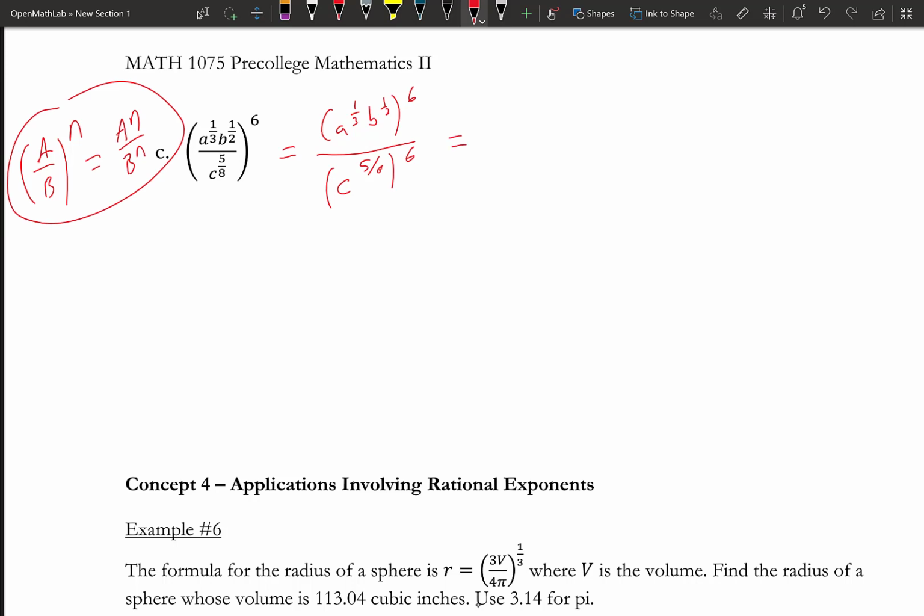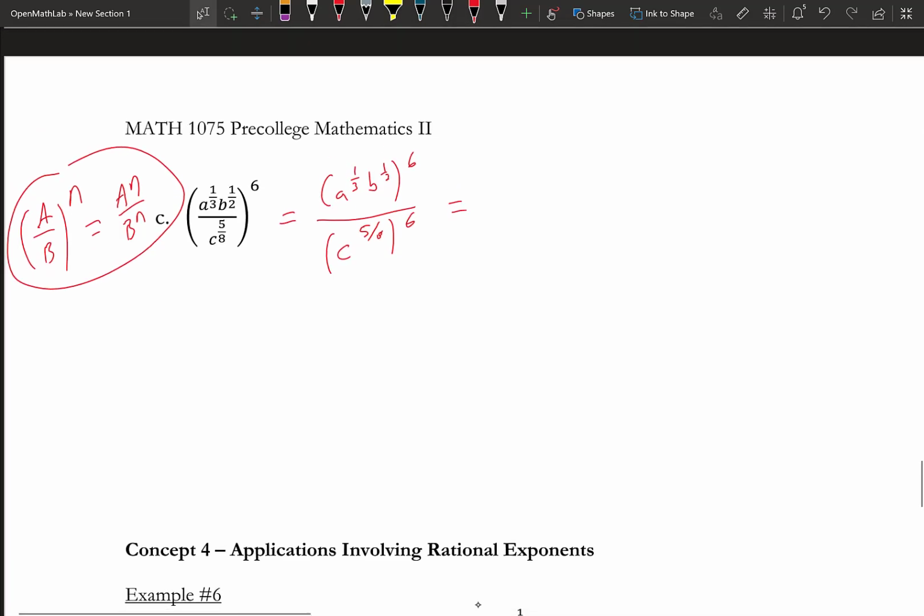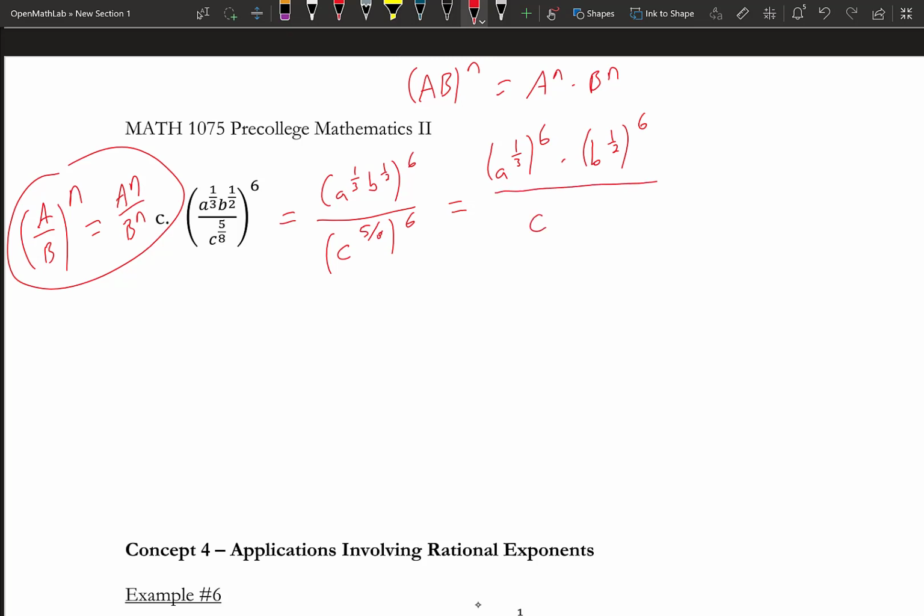Now I have two factors raised to the 6th power. That's like this rule: if I have a times b raised to the n, that's equal to a to the n times b to the n. I have to take each factor raised to the exponent. So this would be a to the 1/3 power raised to the 6th power, times b to the 1/2 raised to the 6th power, all over c to the 5/8 raised to the 6th power. We multiply, so this would be a to the 1/3 times 6, b to the 1/2 times 6, and c to the 5/8 times 6. We're just trying to simplify those.